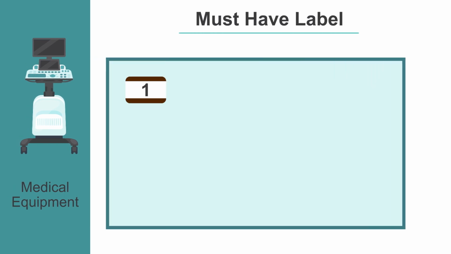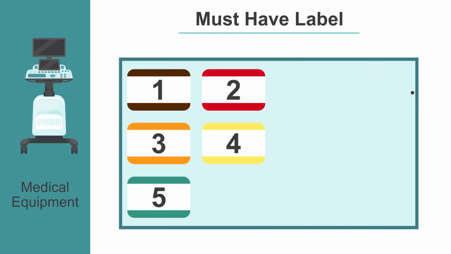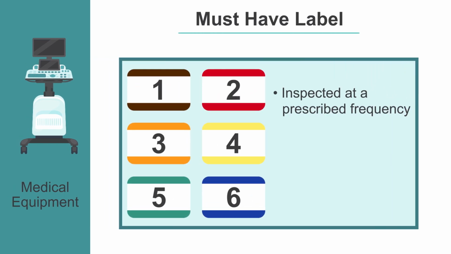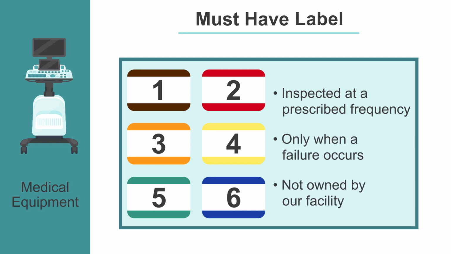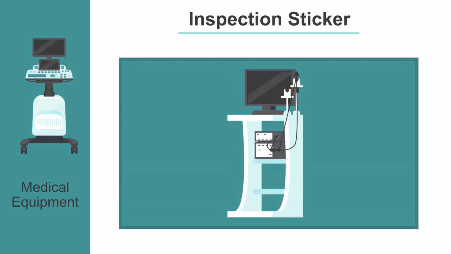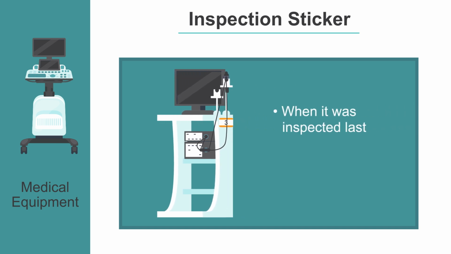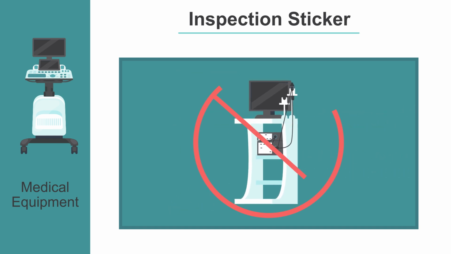All medical equipment must have a label that shows whether the device is inspected at a prescribed frequency, only when a failure occurs, or that it's not owned by our facility. Every piece of medical equipment gets inspected. A sticker shows when it was inspected last, and when the next one is due. If it's overdue for inspection, or doesn't have a sticker, don't use it.